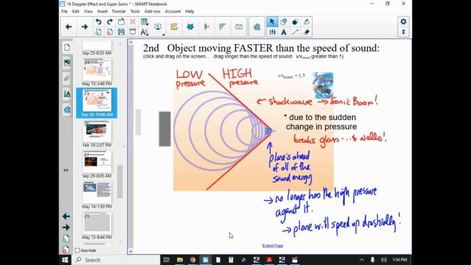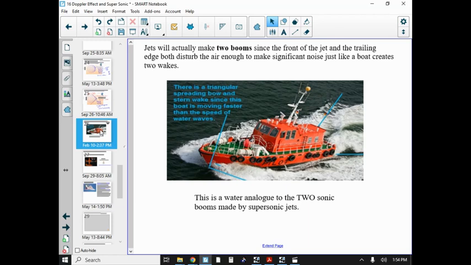But it'd be a different story if you had two planes flying side by side and they were to open the hatches and try to talk to each other. That's not going to work for many reasons, but one of them would be because the sound waves wouldn't be able to travel fast enough.